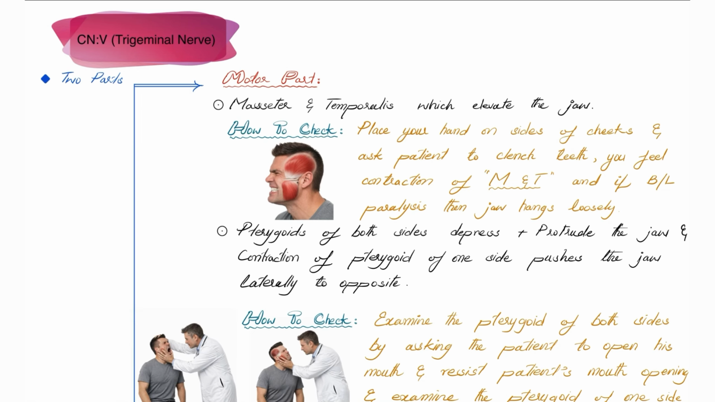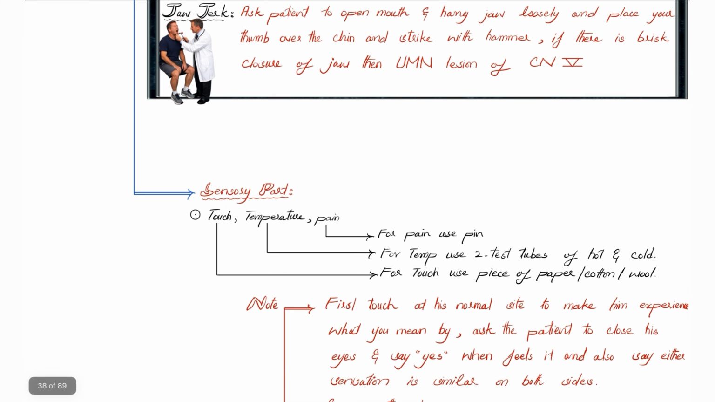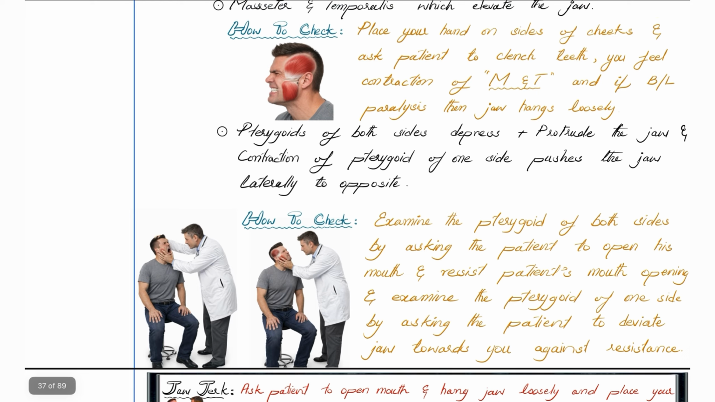Now it is time to discuss the trigeminal nerve, or fifth cranial nerve. It has two parts: the motor part, which supplies the masseter, temporalis, and pterygoid muscles, and the sensory part, which is divided into three divisions, and that's why it's called trigeminal. Let's now discuss the motor part in detail.